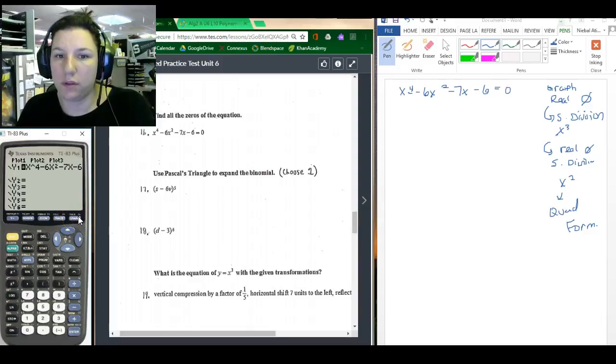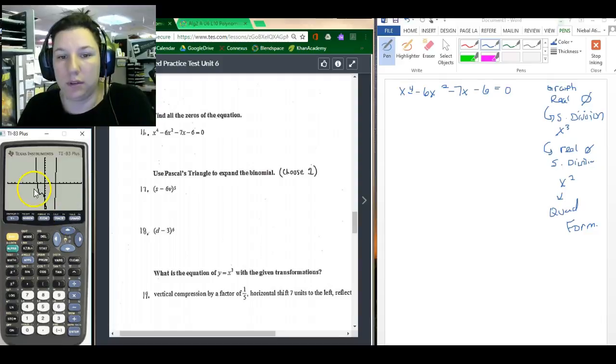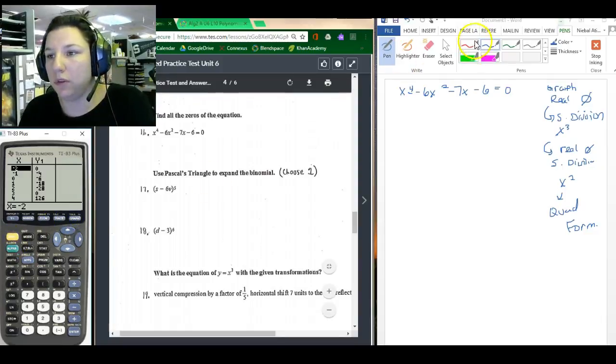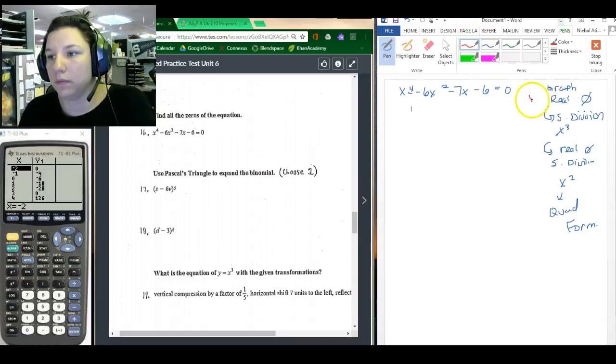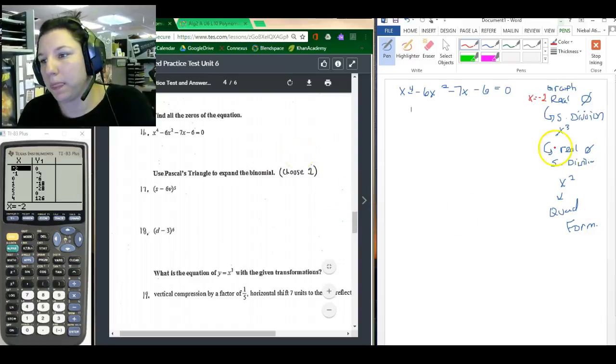Okay, x to the 4 minus 6x squared minus 7x minus 6. This is a long question, lots of steps. You want to take your time, check it along the way, make sure you're not making any mistakes. So I see 2 real zeros. One of them is at -2. And we have another one at 3.